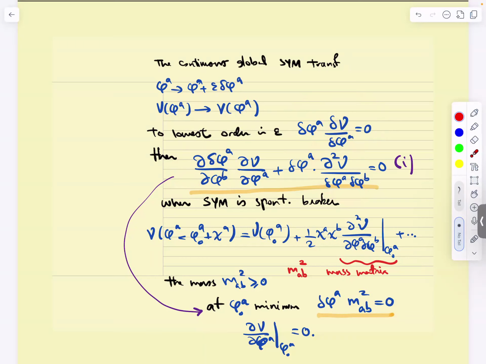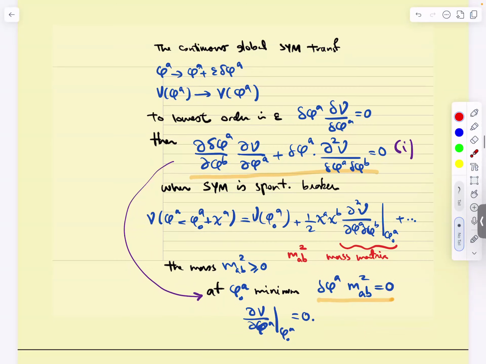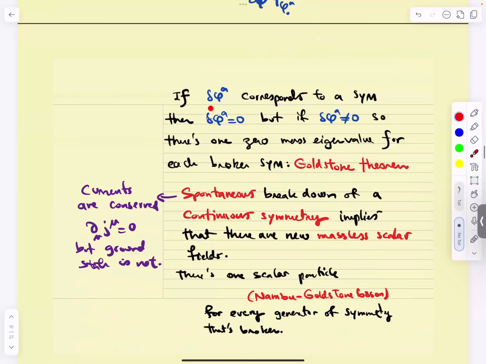Good. Now, on the solution to the equation, at the minimum, this term vanishes. So you have the mass matrix squared times delta phi a equals 0. Good. Now, how do you satisfy this? There are two ways to do it. Either delta phi a is 0 or M_AB is 0. Right? Delta phi a being 0 means what? It means that the symmetry is unbroken.